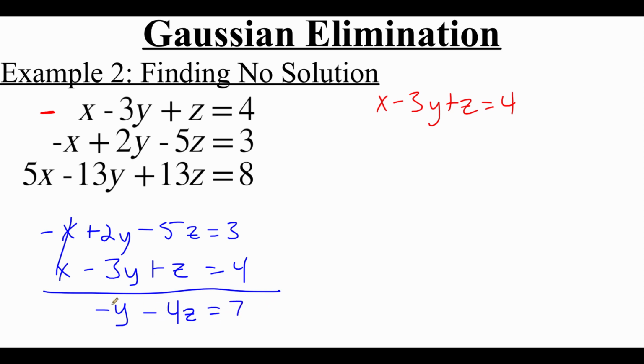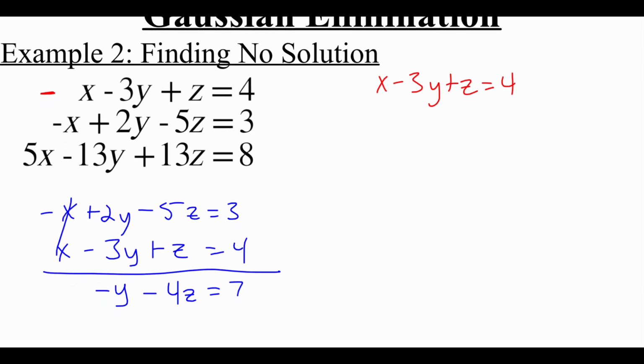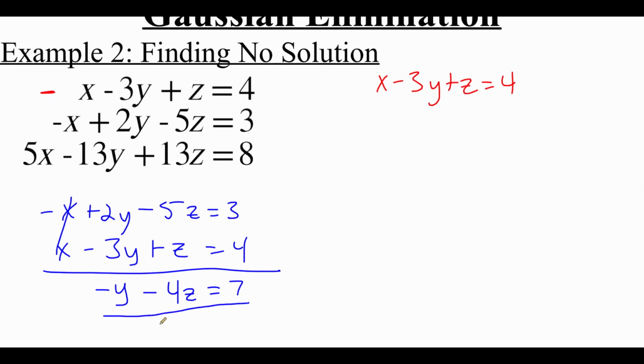Now we want there to be a positive 1 in front of this y, and right now we've got a negative 1. So what I'm going to do is divide everything in here by negative 1. So taking negative y divided by negative 1 gives me a positive y. Negative 4z divided by negative 1 gives me positive 4z. And 7 divided by negative 1 gives me a negative 7. So that's my new second equation in this system. And I'm going to put a mark in front of that equation to show that we've already used it.